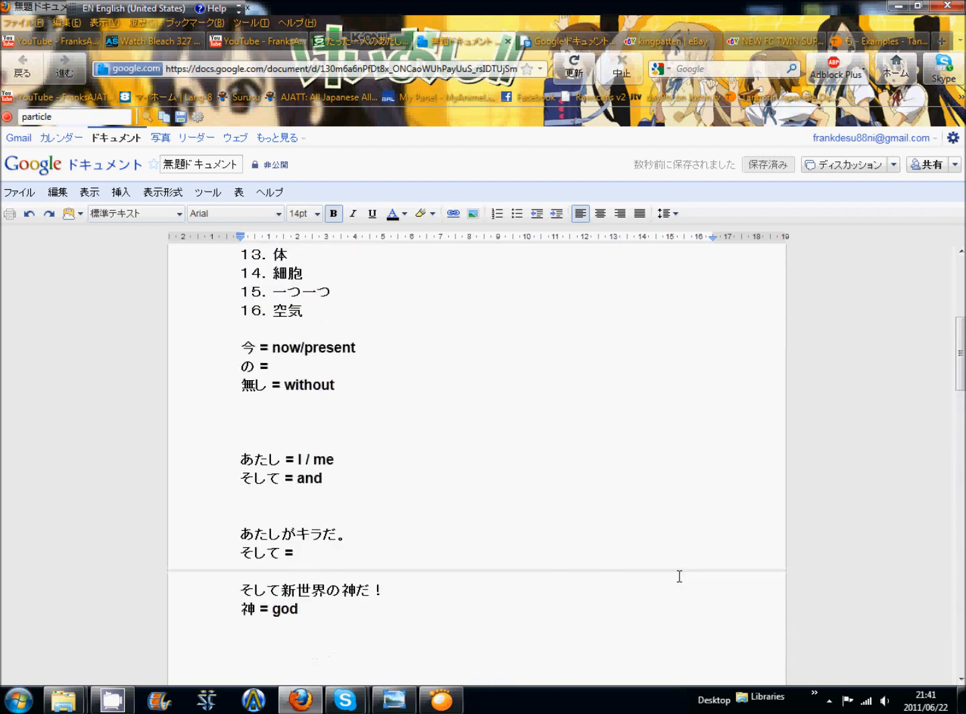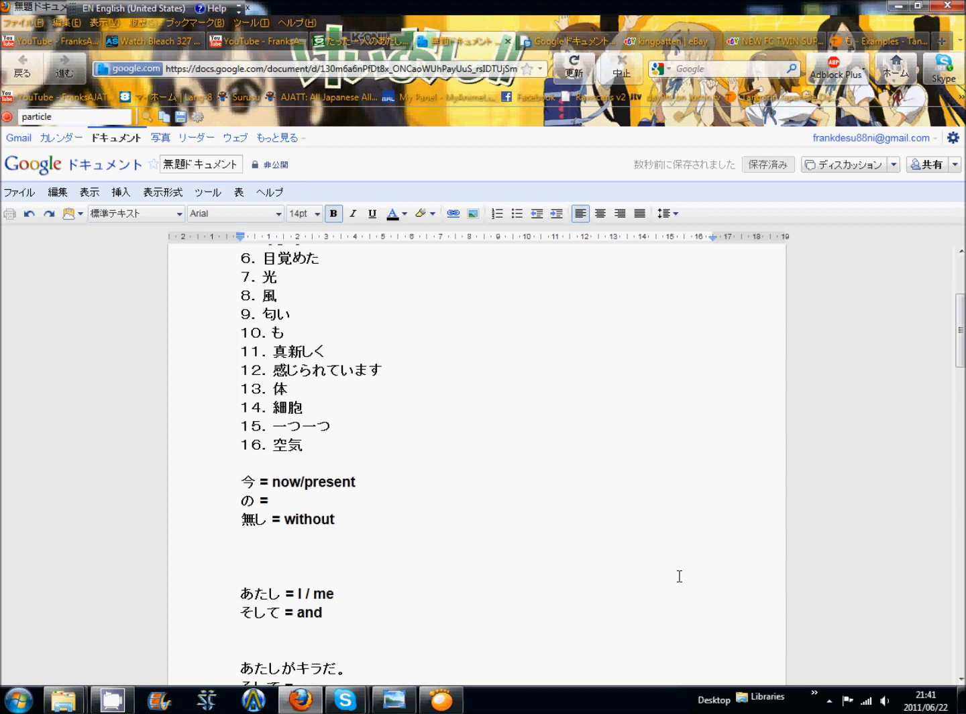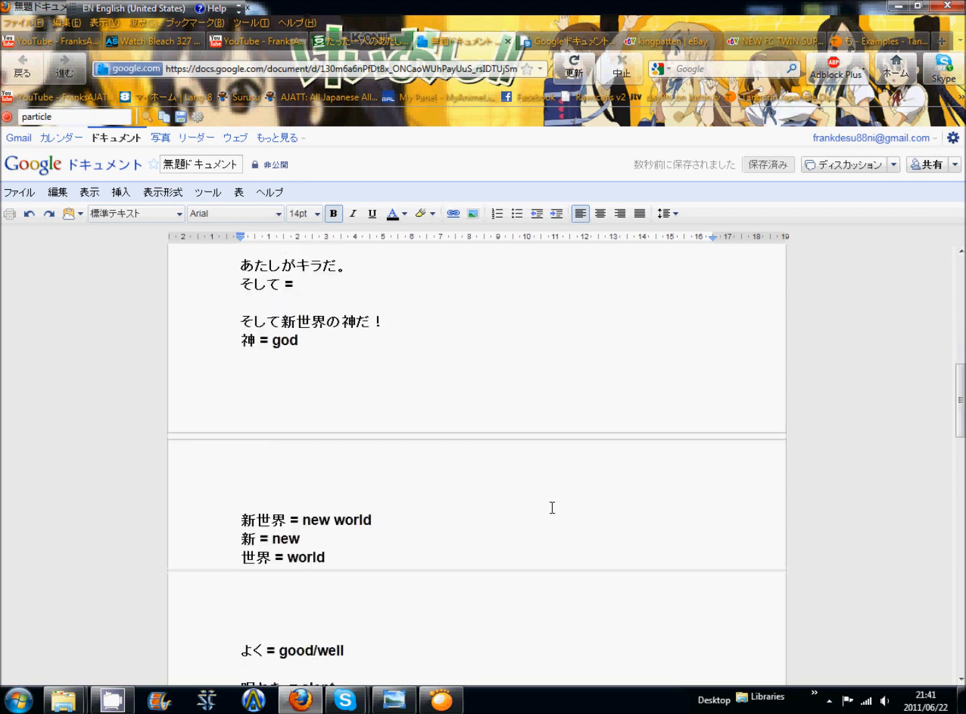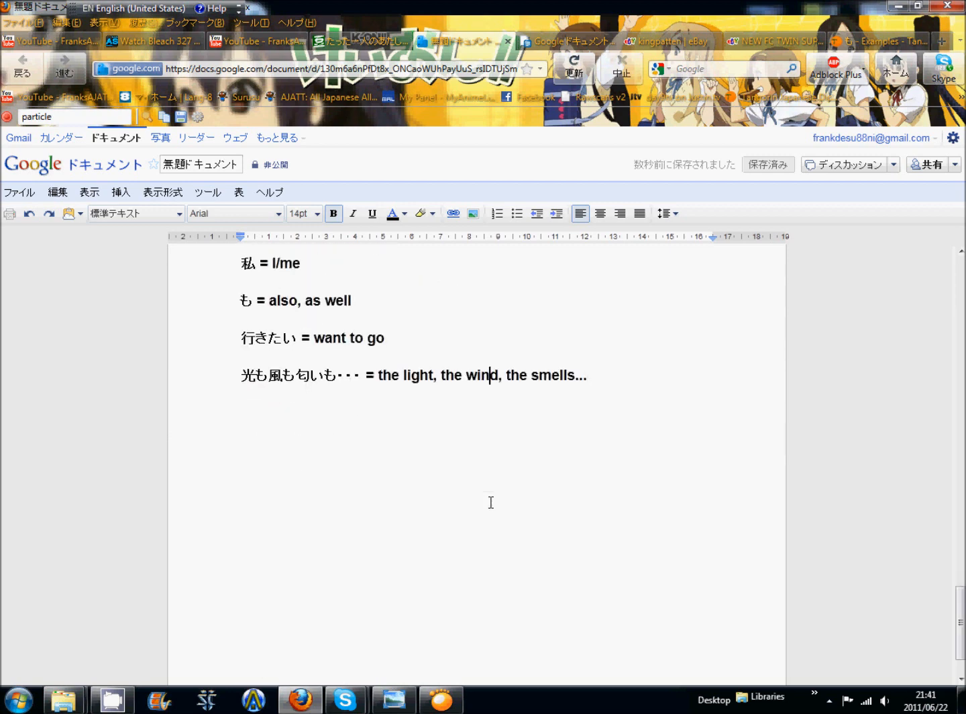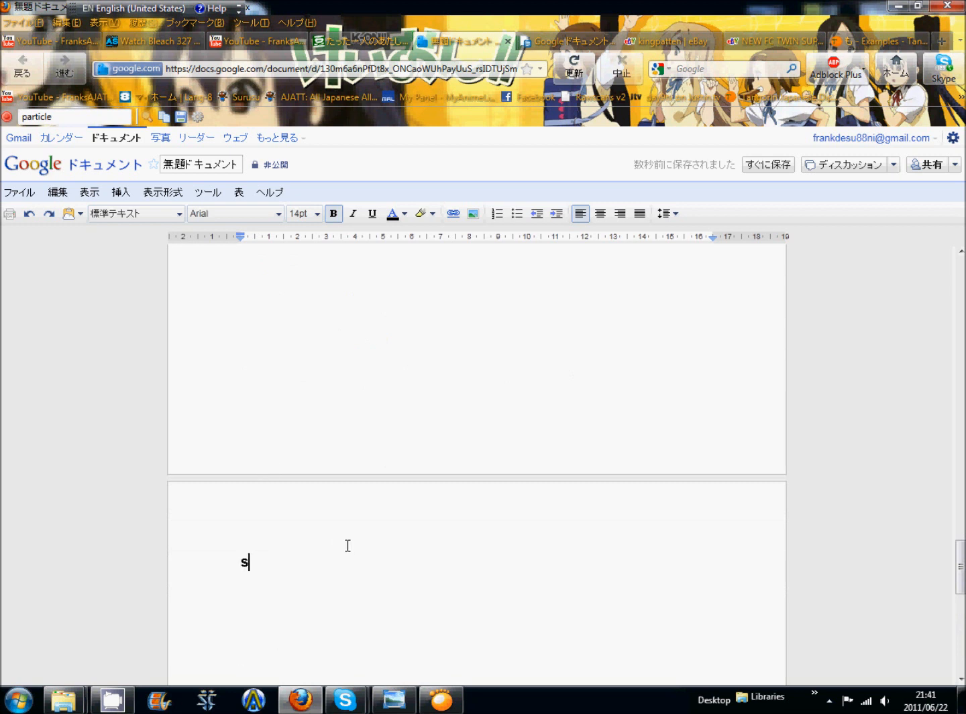So what do we got left? We got matarashiku, kanjirare teimasu, karada, saibo, hitotsu, and... Okay, that's what we got. We got five left. So, next one is matarashiku. Let me get some space going on. Put it up here.